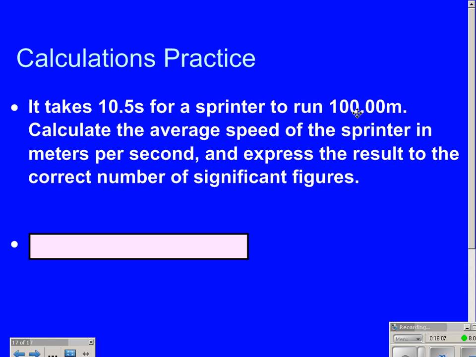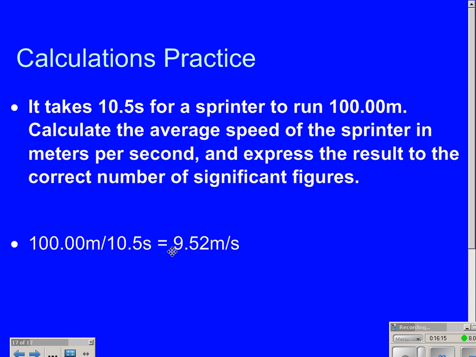Here we have 3, 4, 5 significant digits. Here we only have 3. So our answer is right here, 9.52 meters per second.